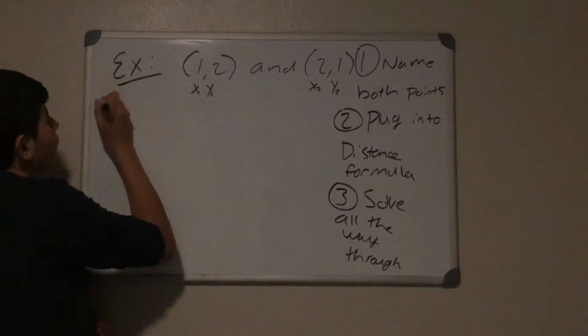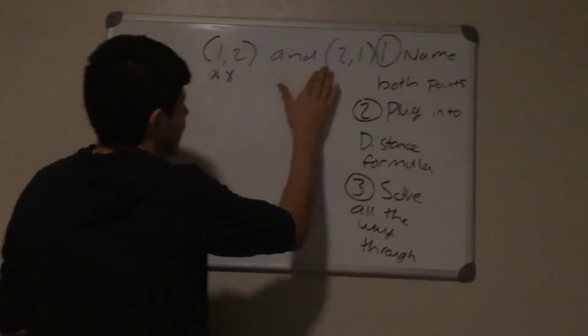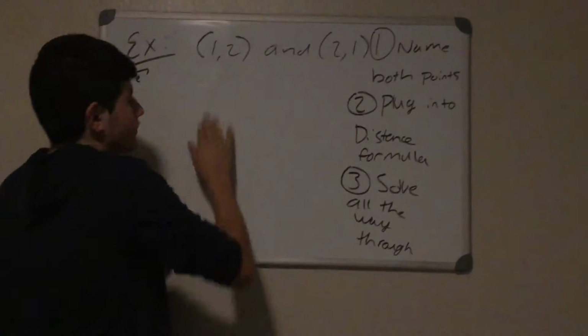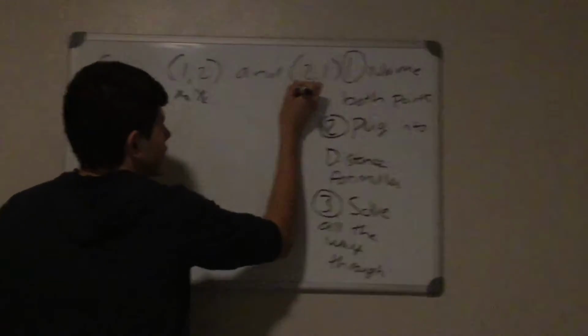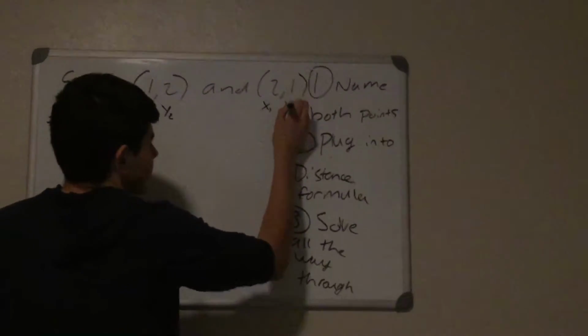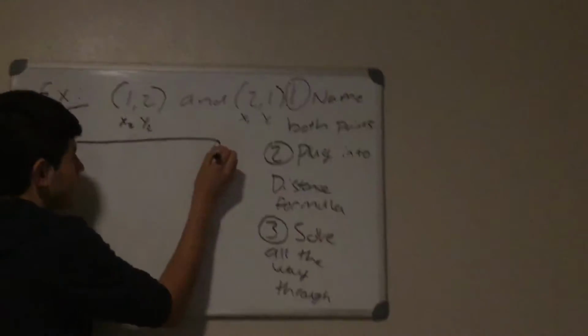So remember, our old answer was square root of 2. Now we're going to flip them in naming. So in the first step, just to prove that you get the same answer, we're going to make this x2 and this y2. This is going to be x1 and this is going to be y1. So we name both points. Next, plug into the formula.